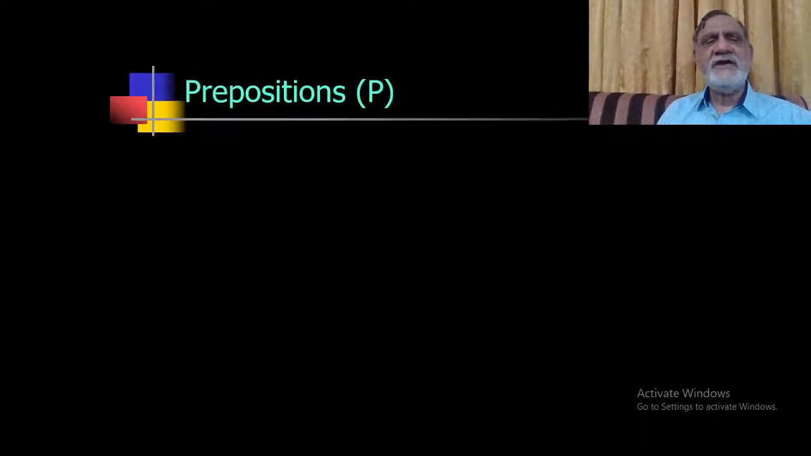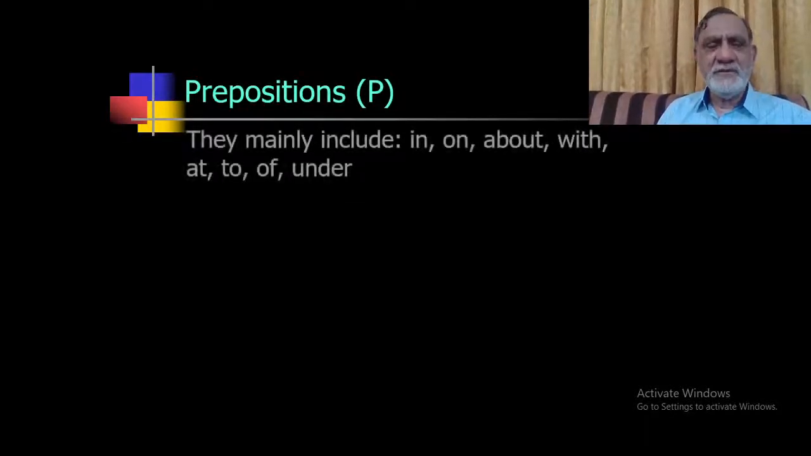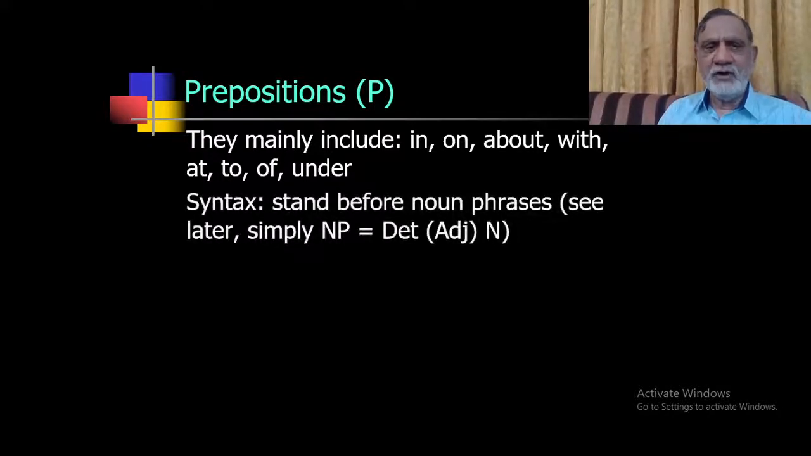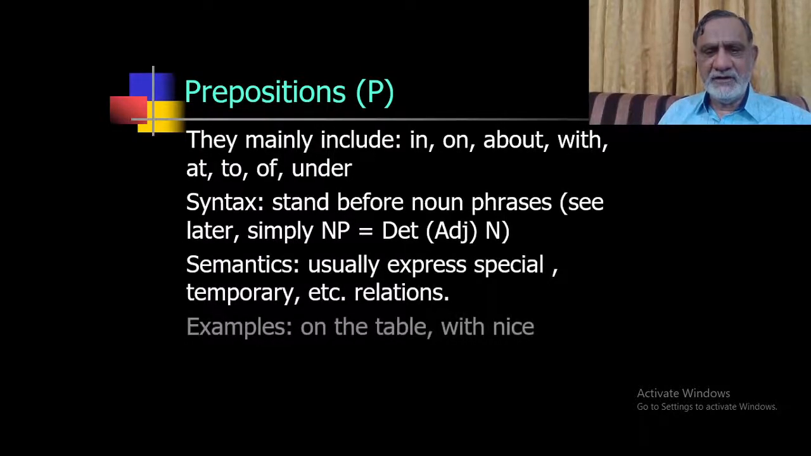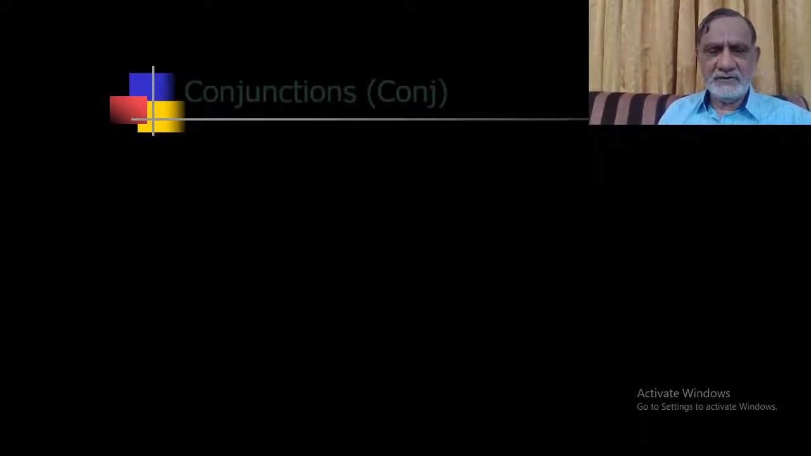Then the next one is prepositions, and they mainly include in, on, about, with, at, to, of, under. And from a syntax point of view, they stand before noun phrases. The example is also given here: on the table, with nice colors, about this.